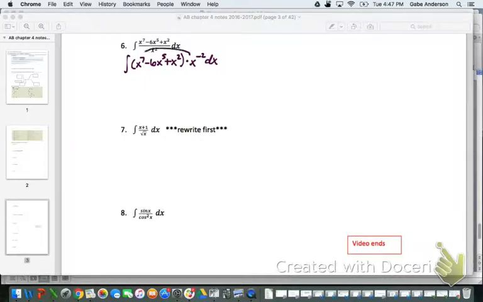As I distribute the x to the negative 2, let's remember that we need to add the exponents. So this would give me x to the 5th minus 6x to the 3rd, and then it would be x to the 0, wouldn't it? So it would just be plus 1 and then dx. Okay, so then this is just 3 power rules. So this would end up being 1/6 x to the 6 minus 6/4 x to the 4th plus x dx.